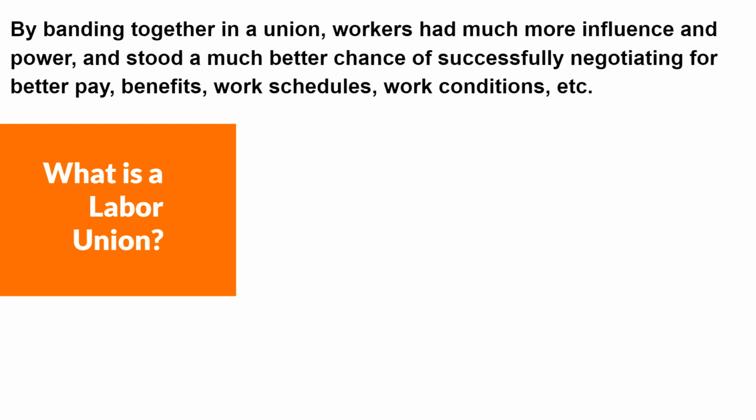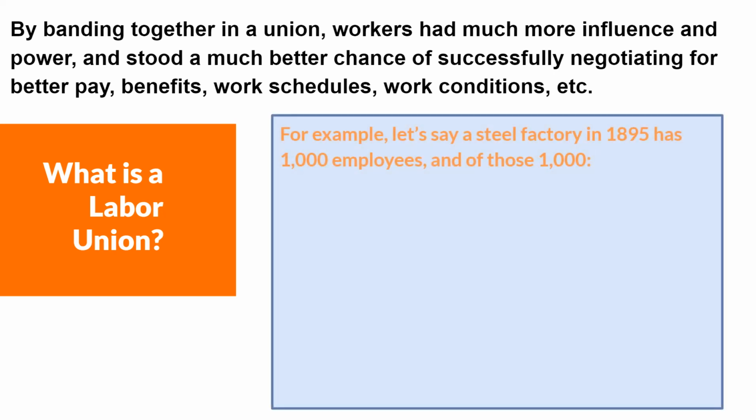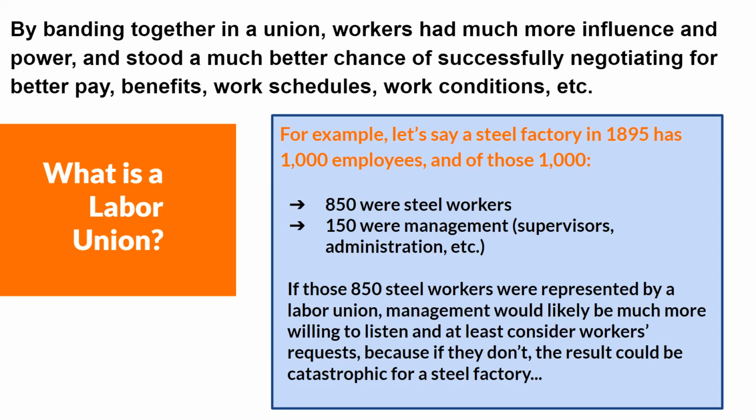By banding together in a union, workers had much more influence and power and stood a much better chance of successfully negotiating for better pay, benefits, work schedules, work conditions, etc. For example, let's say a steel factory in 1895 has 1,000 employees, and of those 1,000, 850 were steel workers. 150 were management, supervisors, administration, etc. If those 850 steel workers were represented by a labor union, management would likely be much more willing to listen and at least consider workers' requests, because if they don't, the result could be catastrophic for the steel factory.